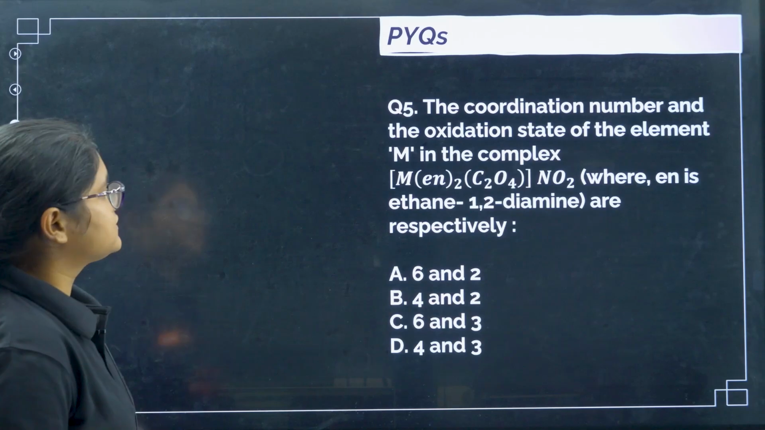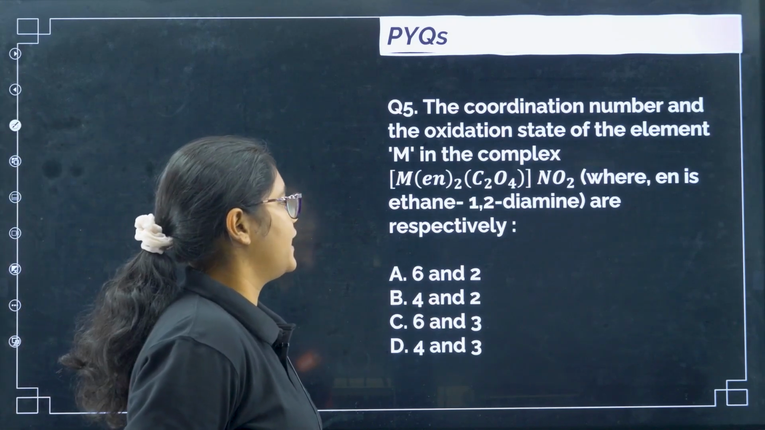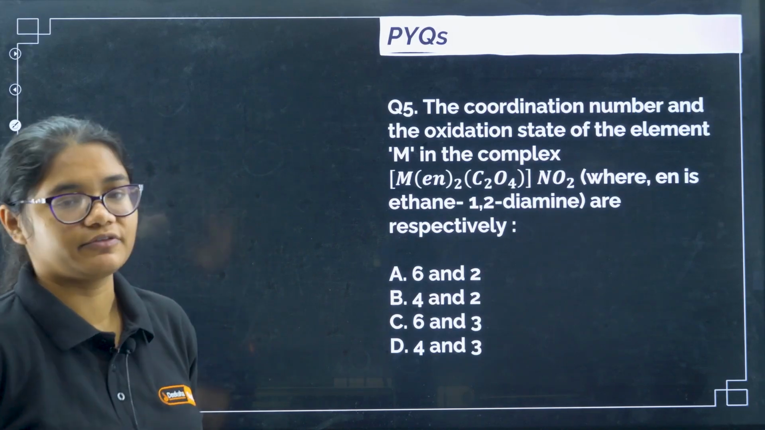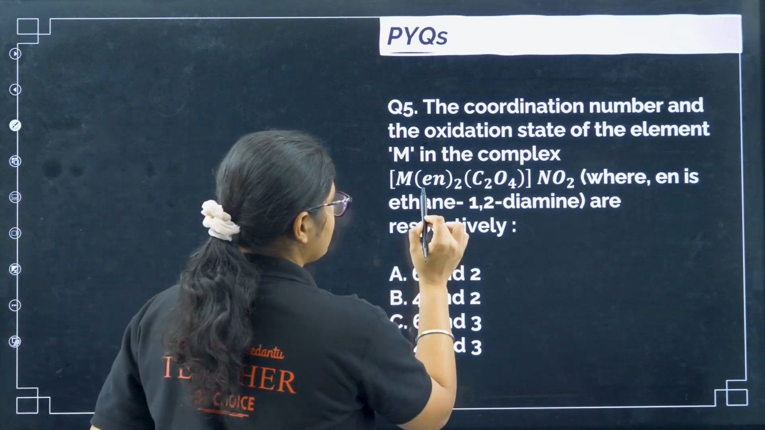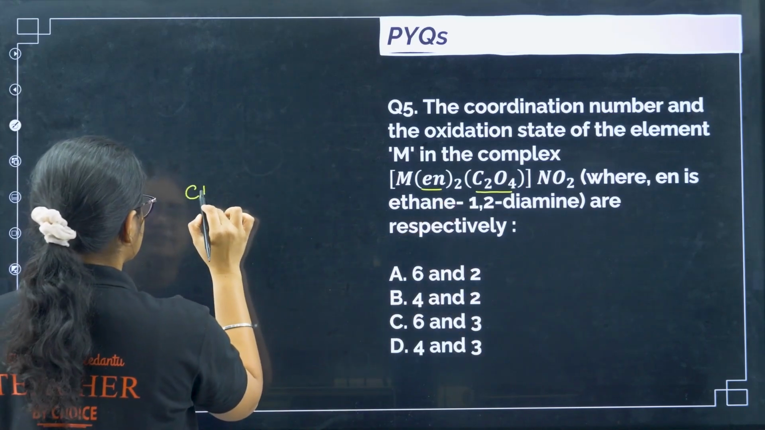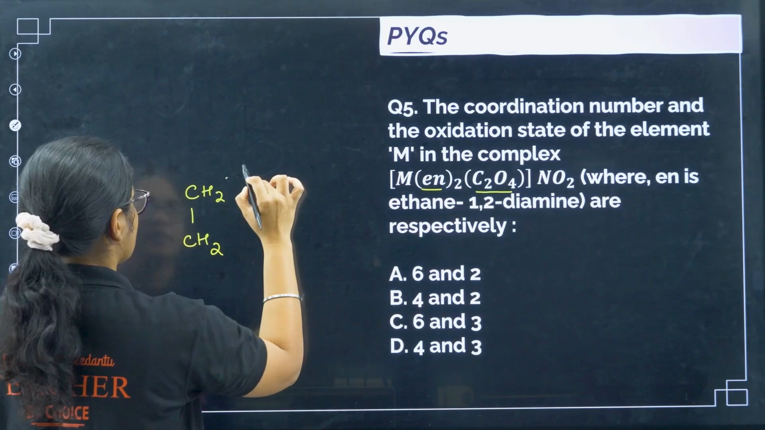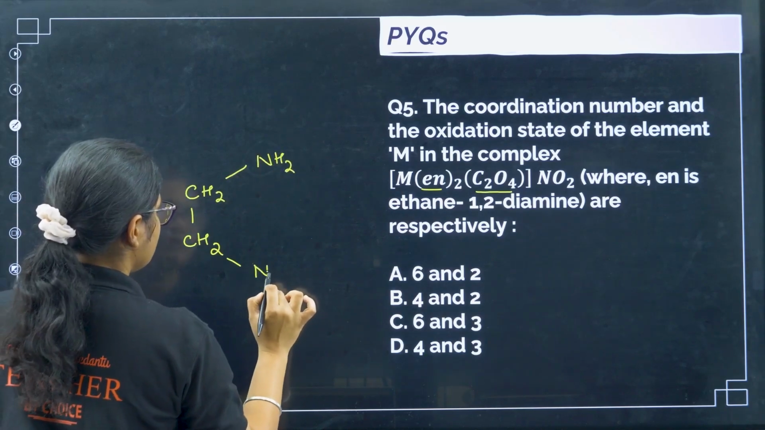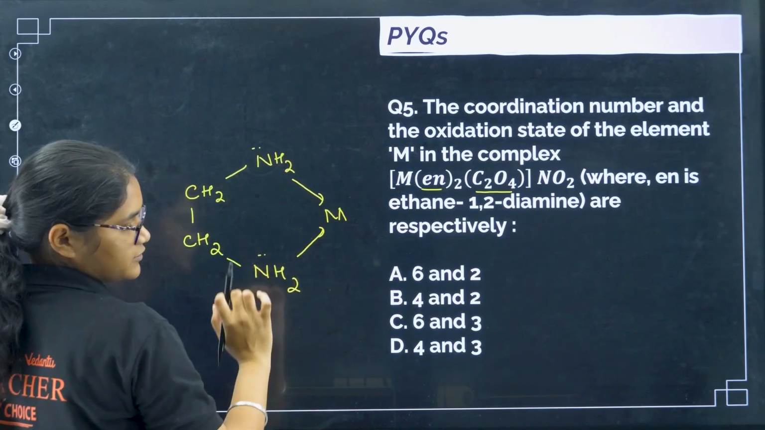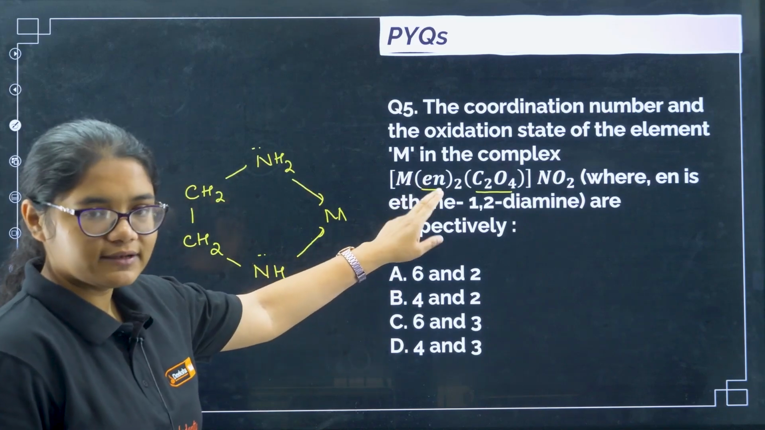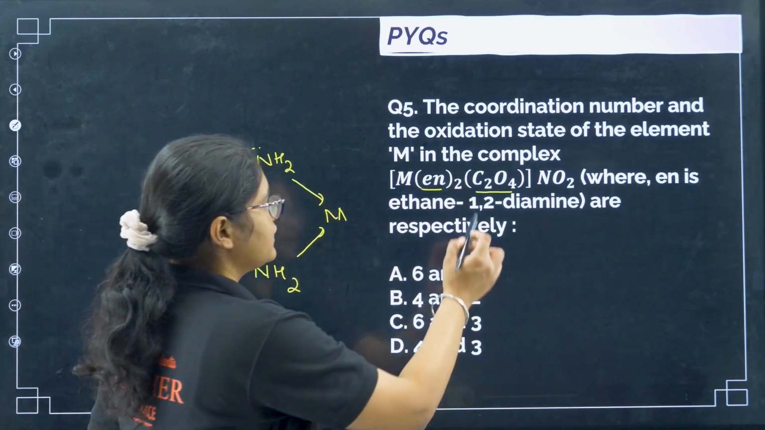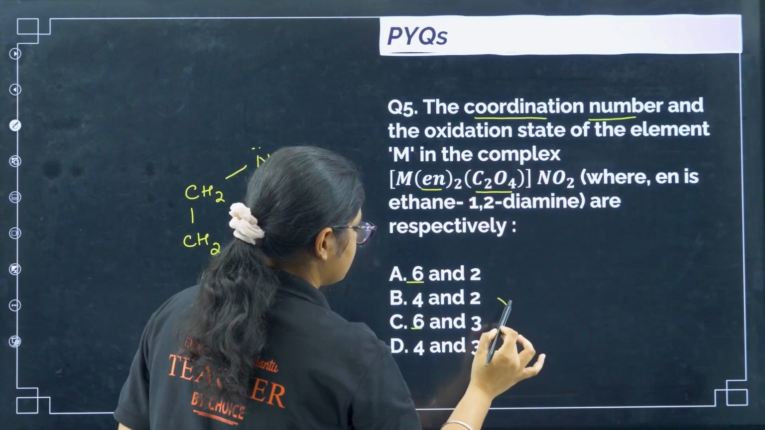Okay. Next, the coordination number and the oxidation state of the element M in this complex. So you have to find both. First, for the coordination number, C2O4 will form 2 bonds. Similar to en: en stands for this ligand, CH2CH2 with NH2 groups, ethane-1,2-diamine. If a metal has an en ligand, each en will form 2 bonds. Here we have 2 en, so 4 bonds, and 1 C2O4, so 2 bonds. So a total of 6 bonds. The coordination number of the metal is definitely 6, so we can eliminate these 2.